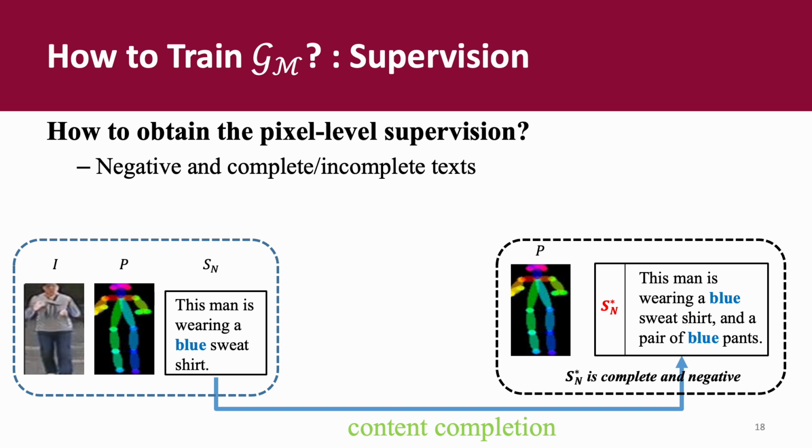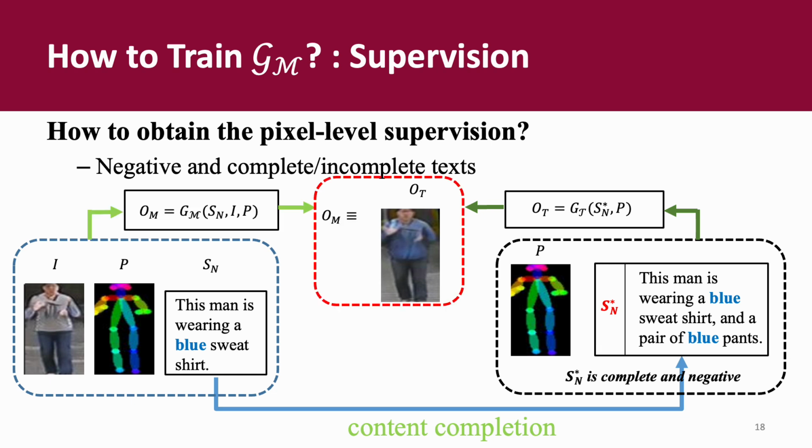SN star in fact describes the target appearance when we use the text as SN, and we then send such text into the module GT, which will output OT. The OT has the appearance which is accordant with SN star, and the pose OP. So OT satisfies our requirements. It can be sent as the guidance for the output of the manipulation module, which is OM.